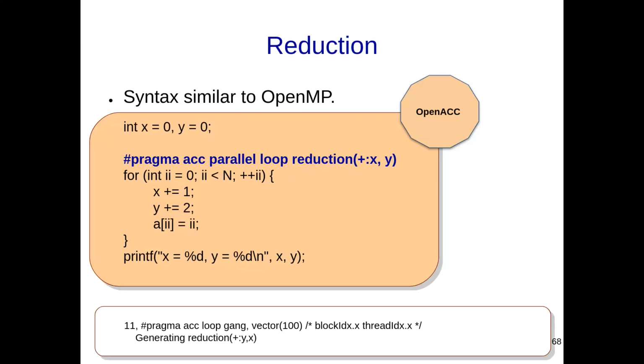And the compiler also tells you that. The compiler says that I'm generating this reduction for y and x. It has taken, for some reason, the opposite order, but it doesn't matter. And it gives you the correct output as x equal to 100, y equal to 200.